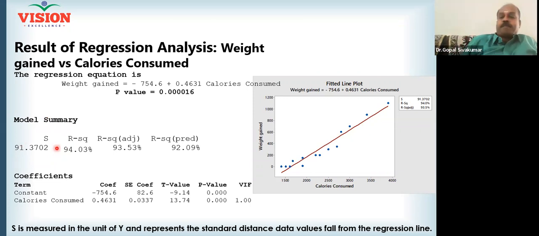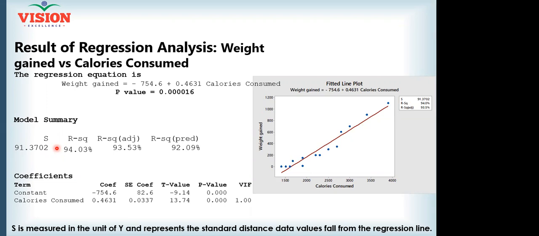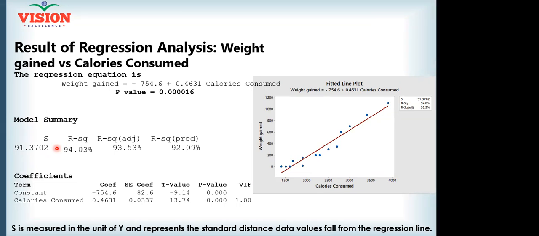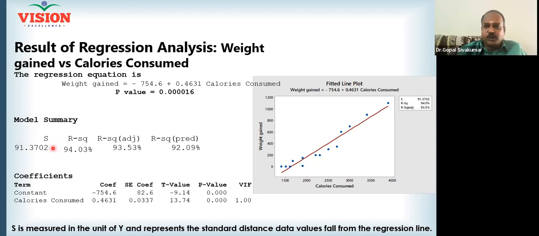Capital S means standard deviation. What is deviation? Deviation is the residual. So standard deviation should be low or high? Should be low. We want the residual to be low.